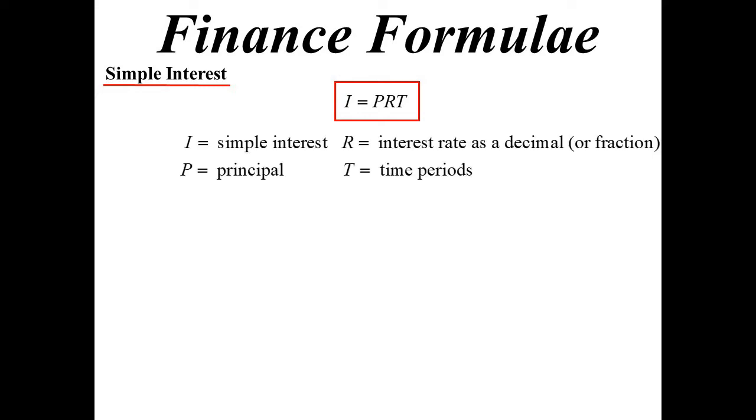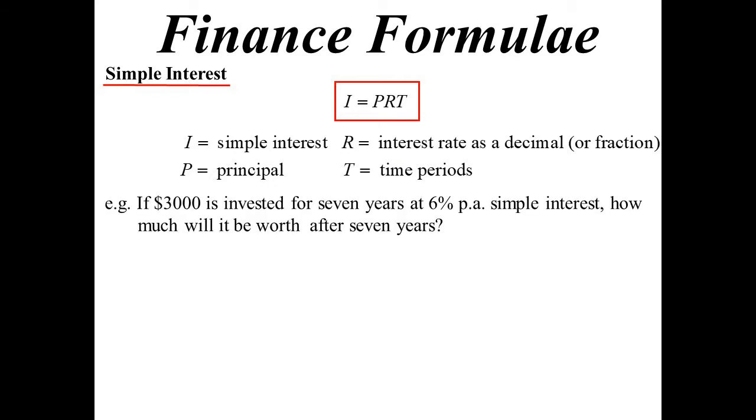We're now going to look at some different finance formulae that we'll use later on. The first type of finance formula that you probably saw was this simple idea of simple interest. There are different forms of it. What I've put down here is I equals PRT, I standing for the simple interest, P being the principal, R the interest rate, but written as a decimal or a fraction. And T, of course, is time.